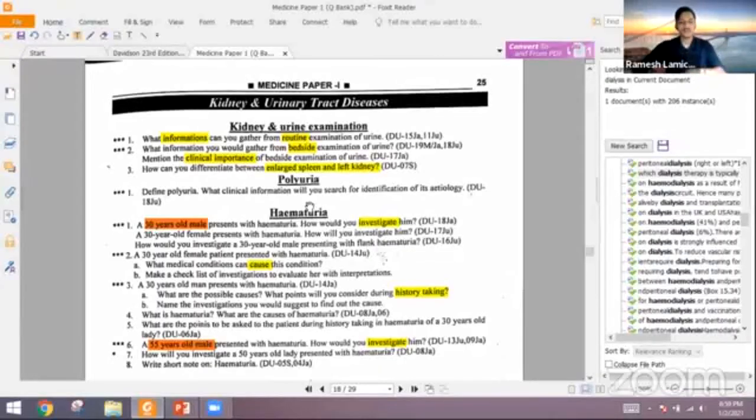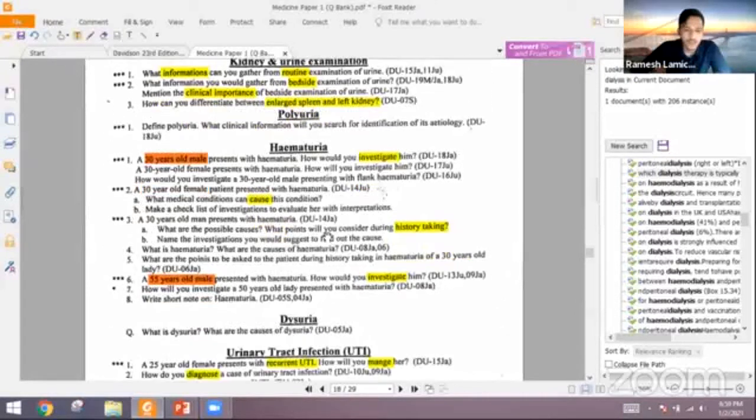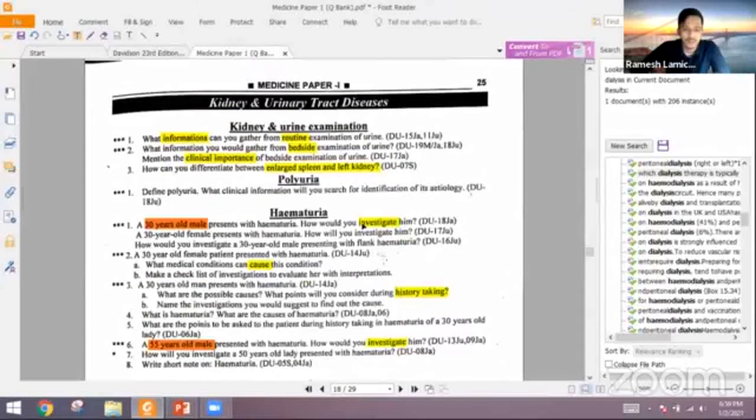So today we have arrived at nephrology, and we will discuss the written questions from nephrology. The acute nephritic and nephrotic syndrome we'll discuss in the pediatric class, not here. So today's class will mainly focus on UTI, acute renal failure and chronic renal failure. So let's jump into the questions.